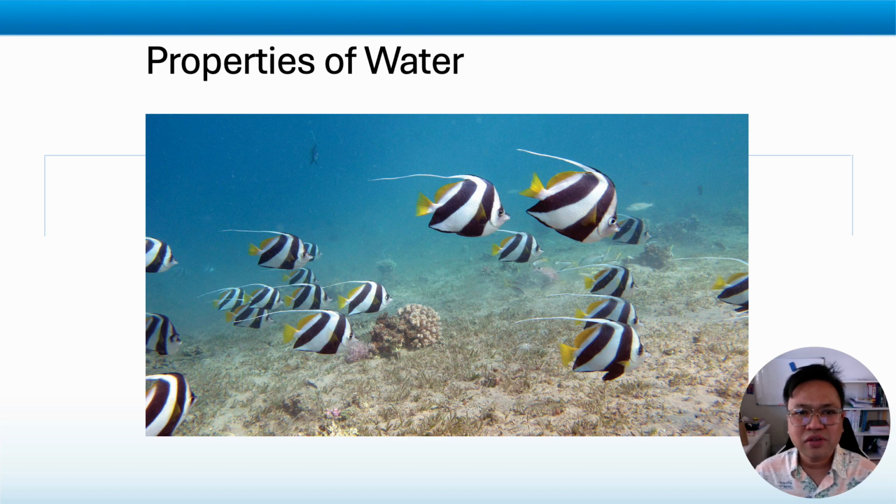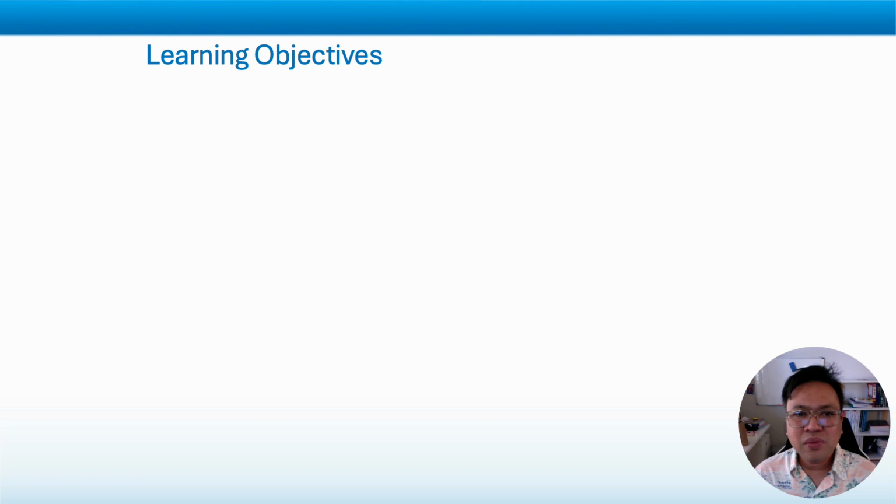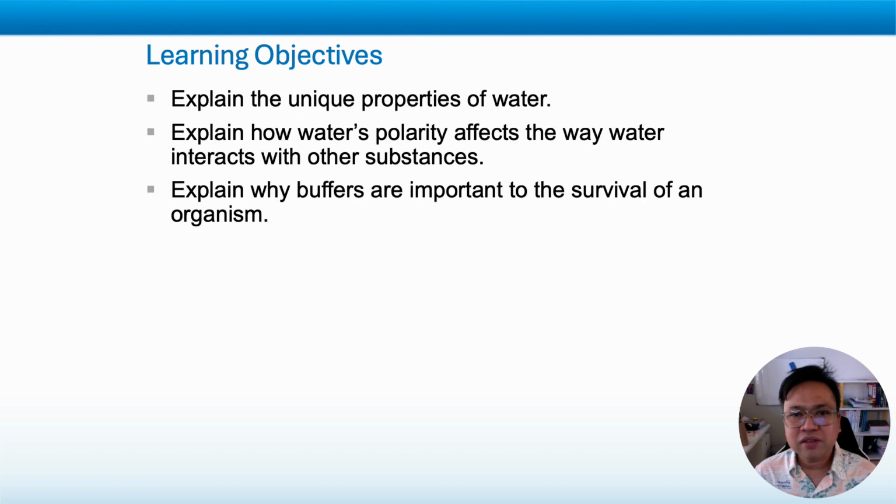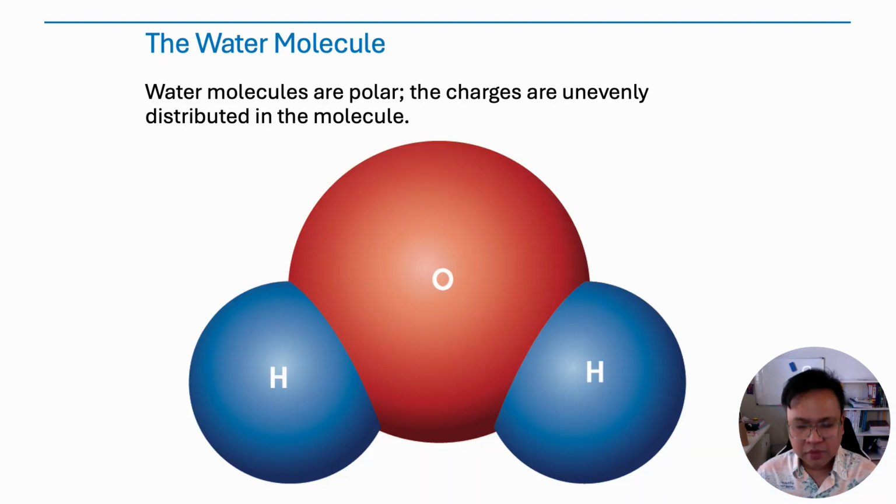Hello everyone, in this video we will talk about the properties of water. We often take water for granted, but there would be no life on earth without it. Did you know that about 60% of the human body is water? In this lesson, you will learn about the chemical properties that make water such an essential chemical for life.